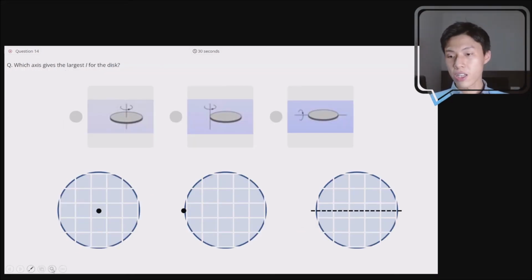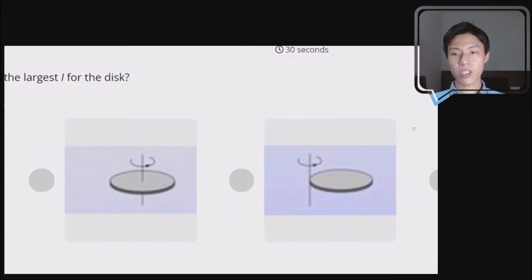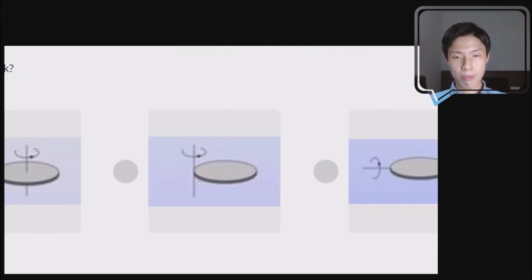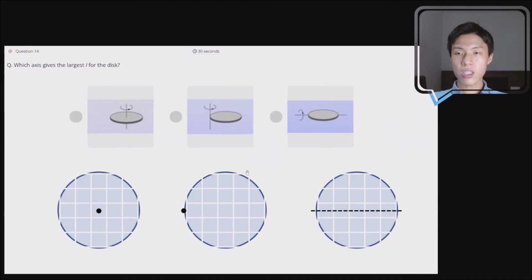Question 14. So let's look at the question. Which axis gives the largest moment of inertia I for the disk? So you are given three options here. The first option is a circular disk with the axis of rotation passing through the center of the disk. Second, you have the same disk, but now the axis of rotation is passing through one point on the circumference of the circular disk. The last option is again the same circular disk, but now the axis of rotation passes through the axis of symmetry of the circular disk. Okay, so these are the three options. Then they ask which one gives the largest moment of inertia for the disk.